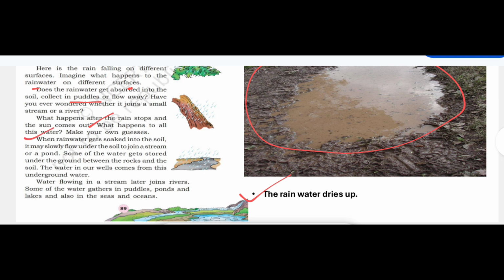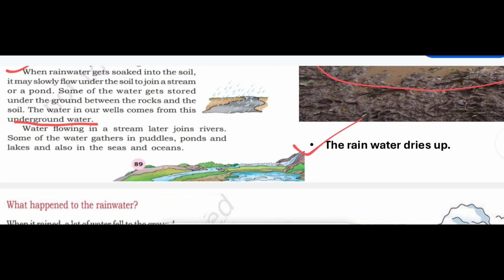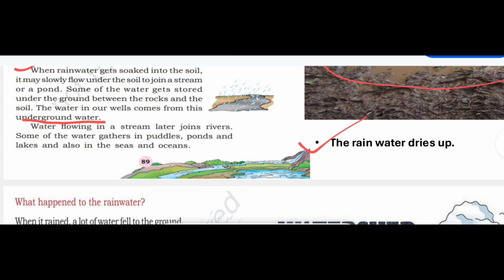When rainwater gets soaked into the soil, it may slowly flow under the soil to join a stream or a pond. Some of the water gets stored under the ground between the rocks and the soil. The water in our well comes from this underground water. Water flowing in the stream later joins rivers. Some of the water gathers in puddles, ponds and lakes and also in the sea and oceans. So this is what happens to the water.